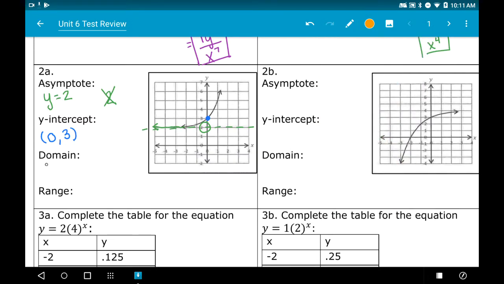Now the domain for exponential functions is always all real numbers, no matter what. And lastly, our range, we have to decide, so we have this asymptote right here. And notice how this graph is completely above that line. So if this graph is above the line, it's going to be y is greater than. So above the line is greater than. And then we just look at what point our asymptote was at, which is 2. So y is greater than 2.